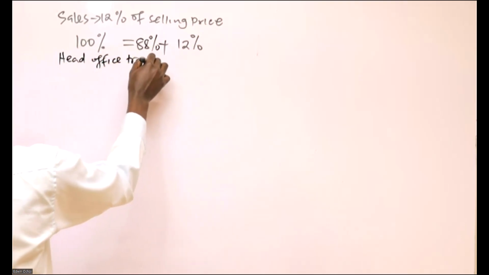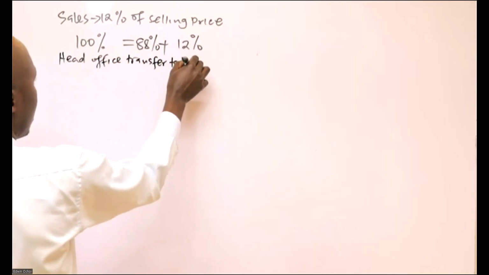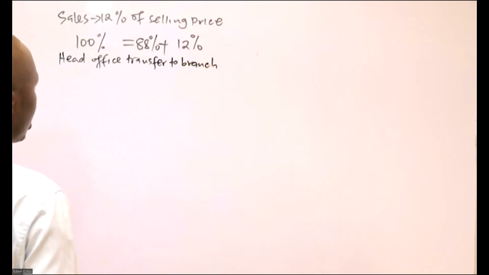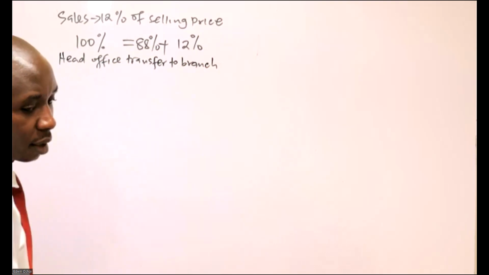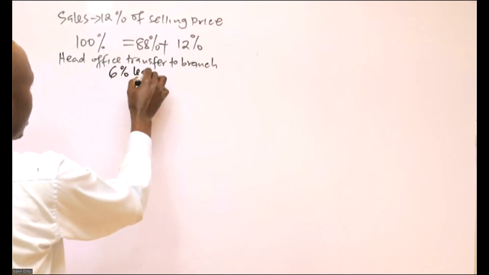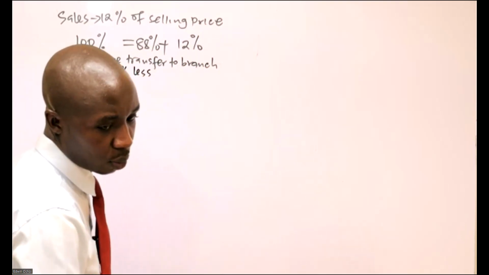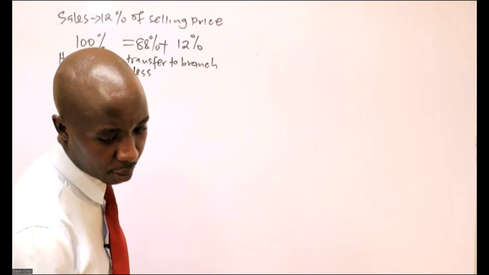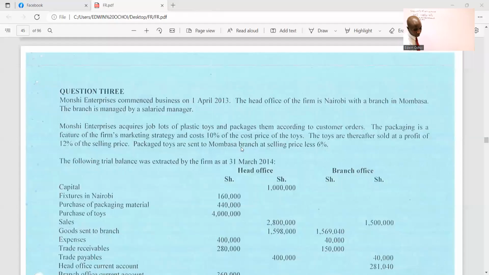Head office transfer to branch. So the head office was transferring the goods to the branch at 6% less the selling price. That is what they said. This is the sentence here: packaged toys are therefore sent to Mombasa branch at a selling price less 6%.